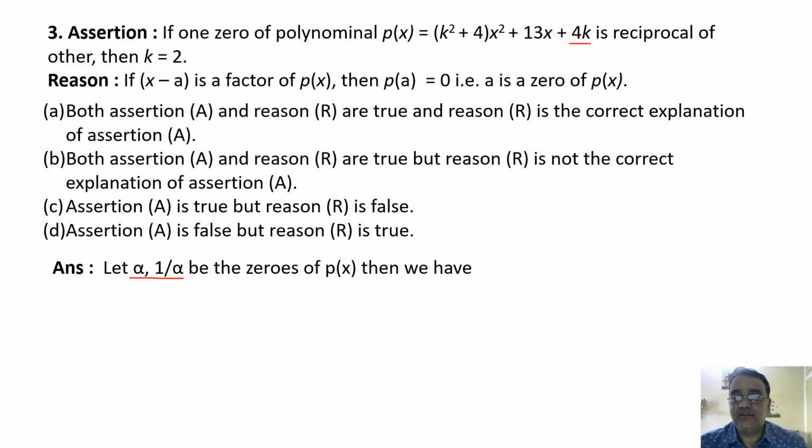So 4k upon k square plus 4, and the product here, alpha into 1 by alpha, will become 1.